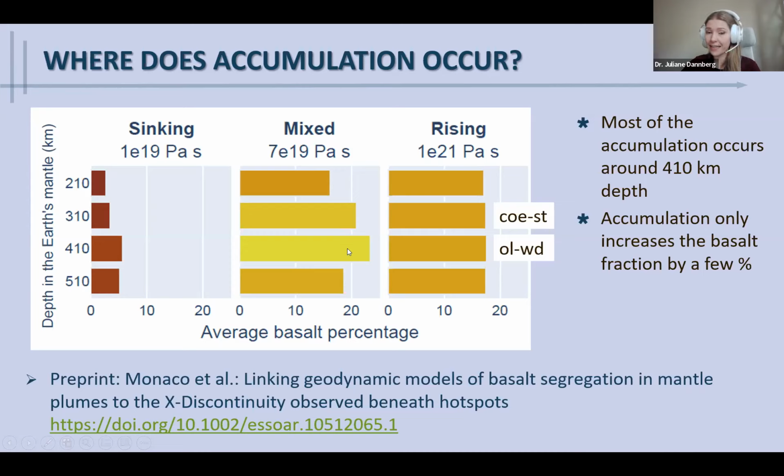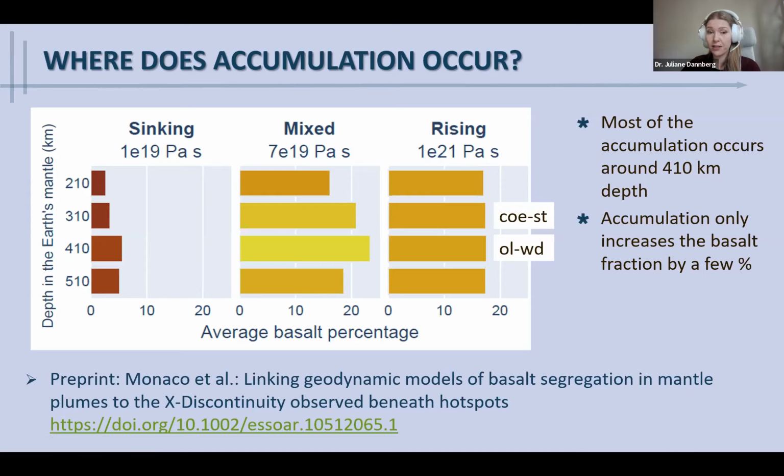So why is that the case? That's exactly this effect of the high basalt density that we talked about, that the biggest accumulation occurs around 410 kilometers depth, because above that, the basalt is really, really dense and tends to sink downwards. And below that, the density contrast is lowest, so the basalt tends to be carried upwards within the plume. So around 410 is where most of the basalt would tend to accumulate.